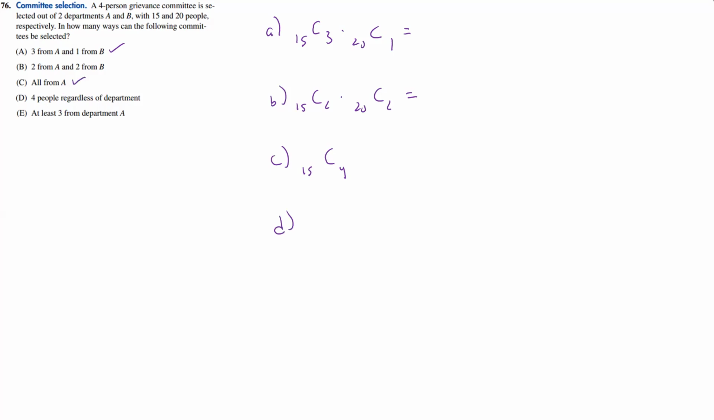Now, four people regardless of department. Well, how many total people are there? Well, there's 35. So that means we have 35C4 because we can choose out of the 35, we can choose four of them. It doesn't matter what department, so we can do that one.